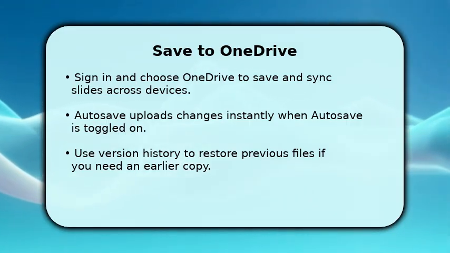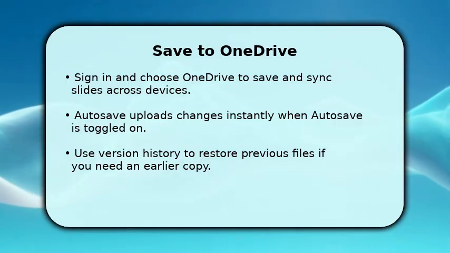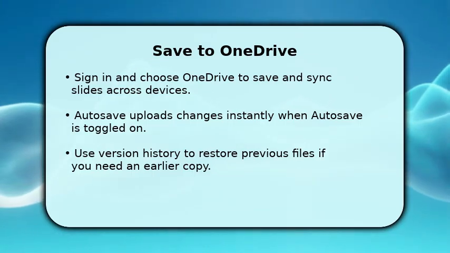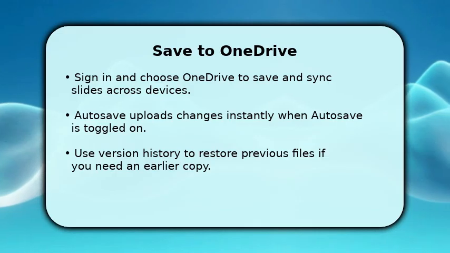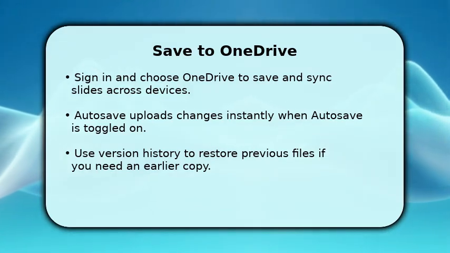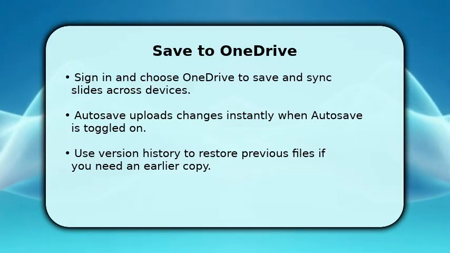Use meaningful folder names inside OneDrive to keep presentations organized and easy to find. If you need an earlier draft, open version history to restore a previous version quickly. Remember that saving to cloud storage protects your file from local hardware failures.